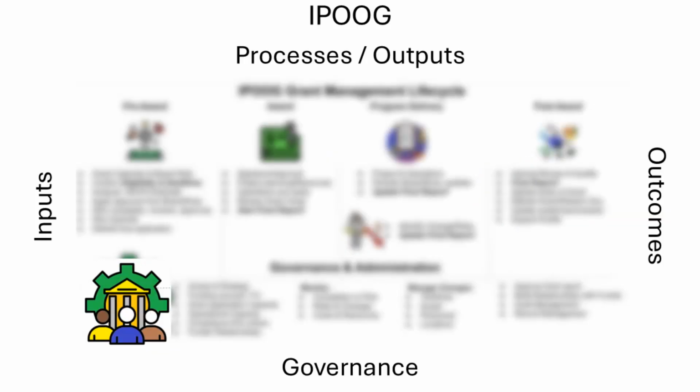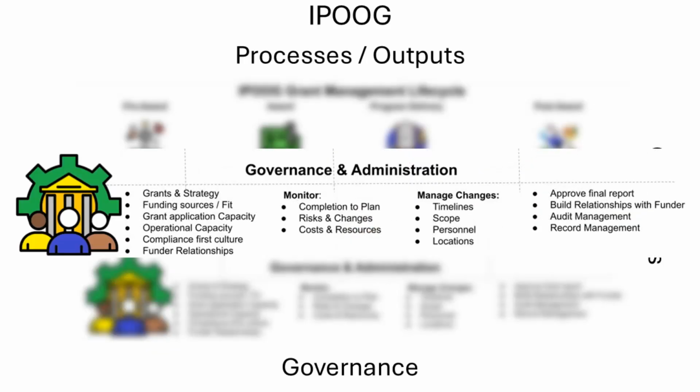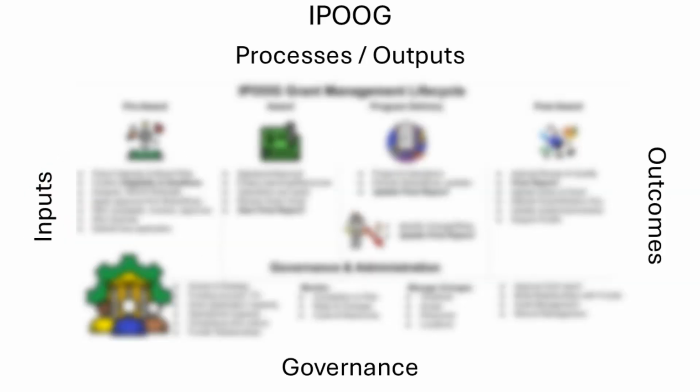Spanning the first 4 phases is governance and administration. The board needs to communicate the role grants play in the organization. They also need to understand that they are accountable for the entire grant process. Administrative functions include accounting, volunteer management, staffing, or procurement. These are examples of operational capacity.